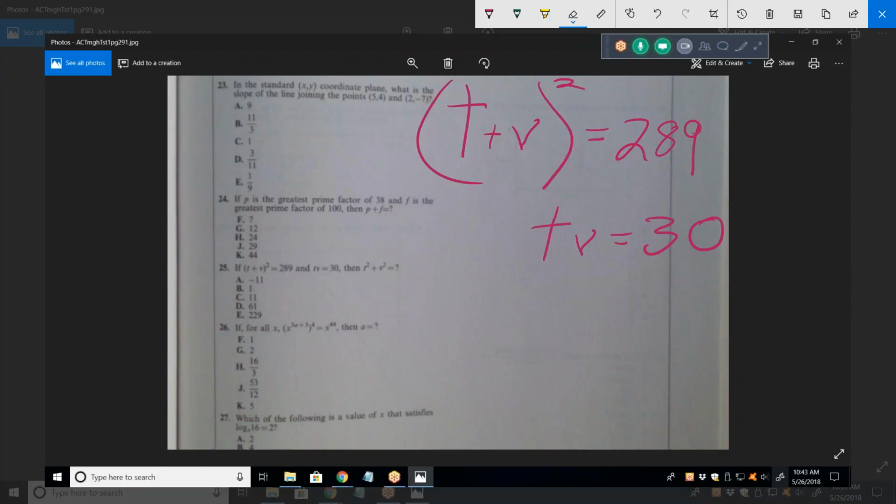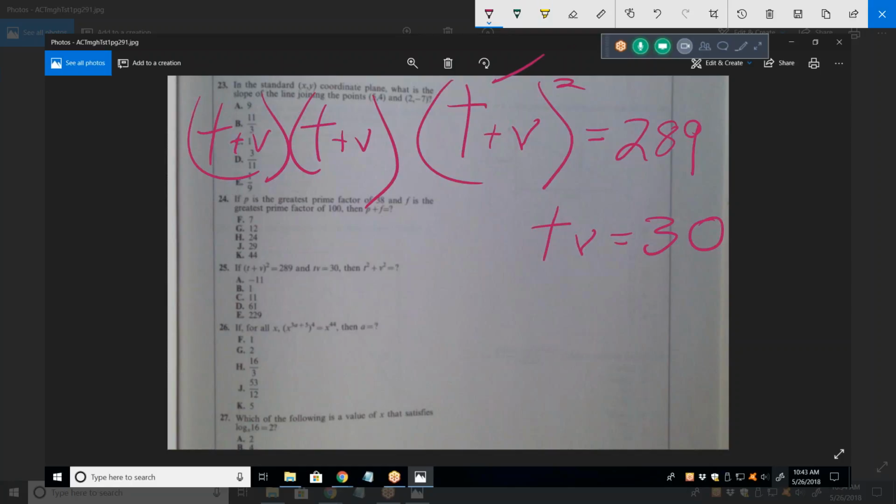But if you expand this, you will discover something quite interesting. Just expand that. How do you expand that? So square both sides, and they have t plus v equals 17. No, that's taking the square root of both sides. That doesn't help us. How do you expand t plus v squared? That's t plus v times t plus v. You've got to FOIL it.